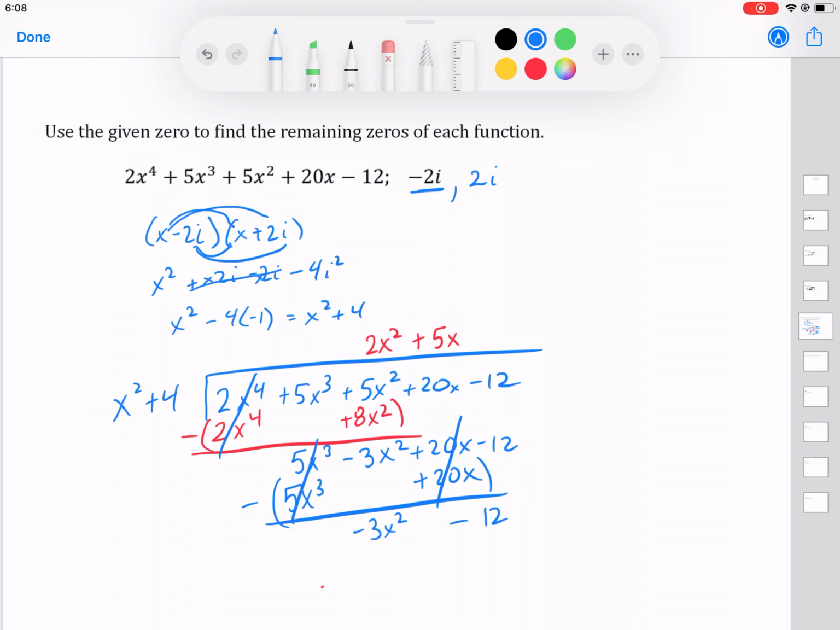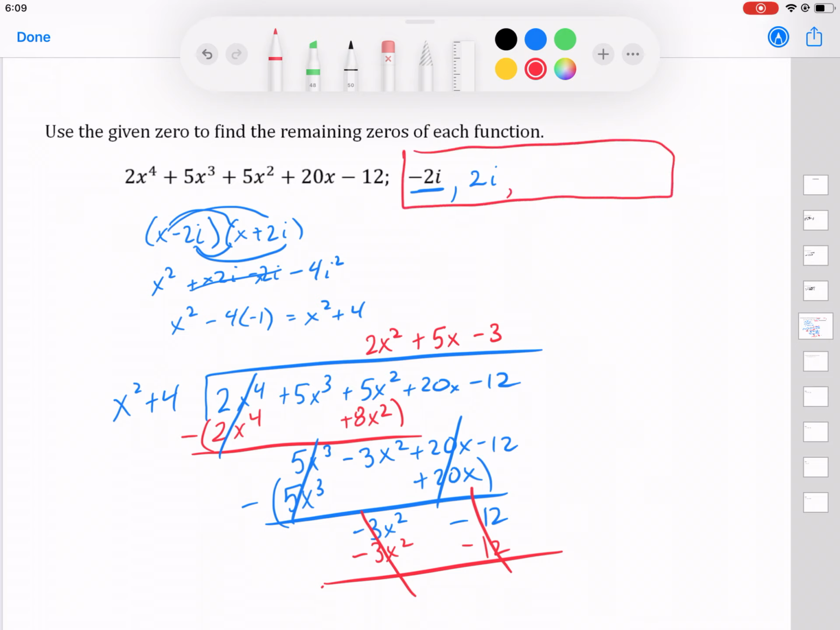And if I've done it right, this next one should match up perfectly. So then I have negative 3x squared divided by x squared is negative 3. Negative 3 times x squared is negative 3x squared. Negative 3 times 4 is negative 12. And look at that. They match up perfectly, which means our remainder is 0. So we already have negative 2i and positive 2i. Let's find our last two zeros by factoring this right here.